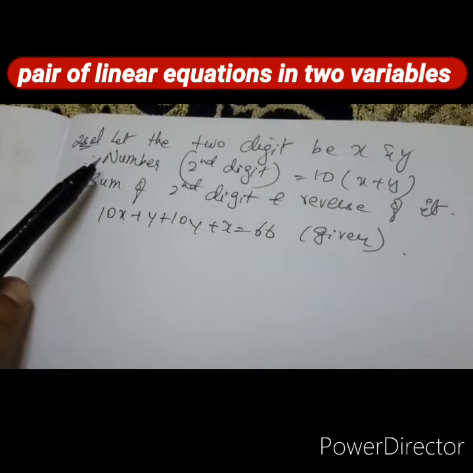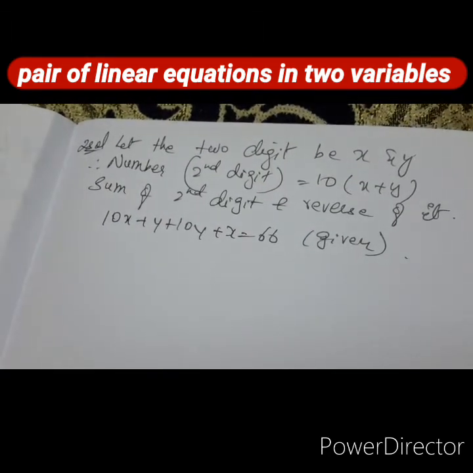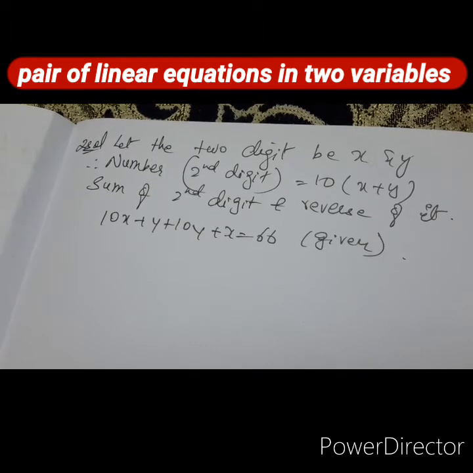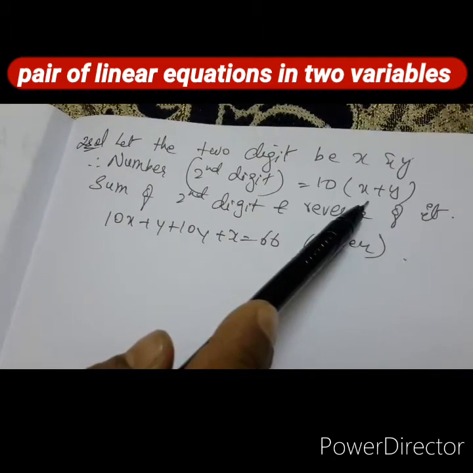Check the solution. Let the 2-digit number have digits x and y. We don't know them, so we have written x and y. Number of the second digit. Second digit means tens digit. It will be in the tens place. That's why 10 into x plus y.